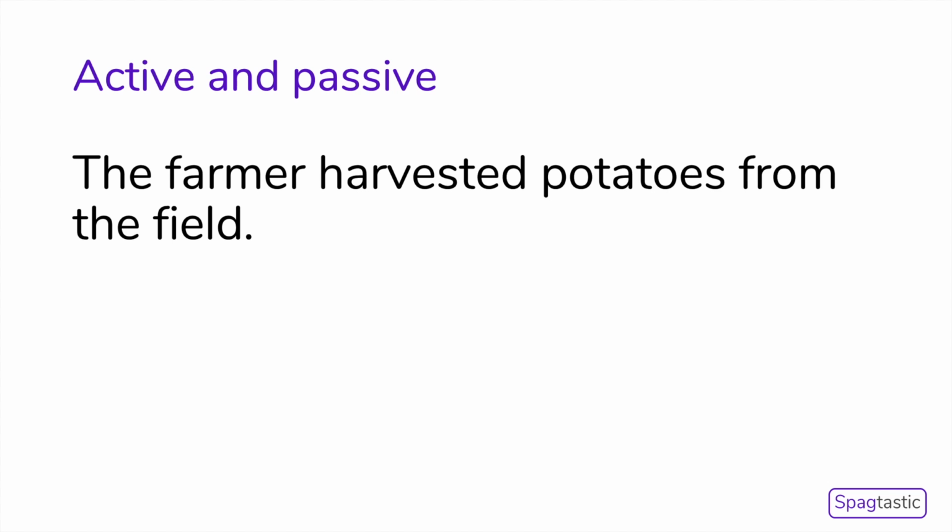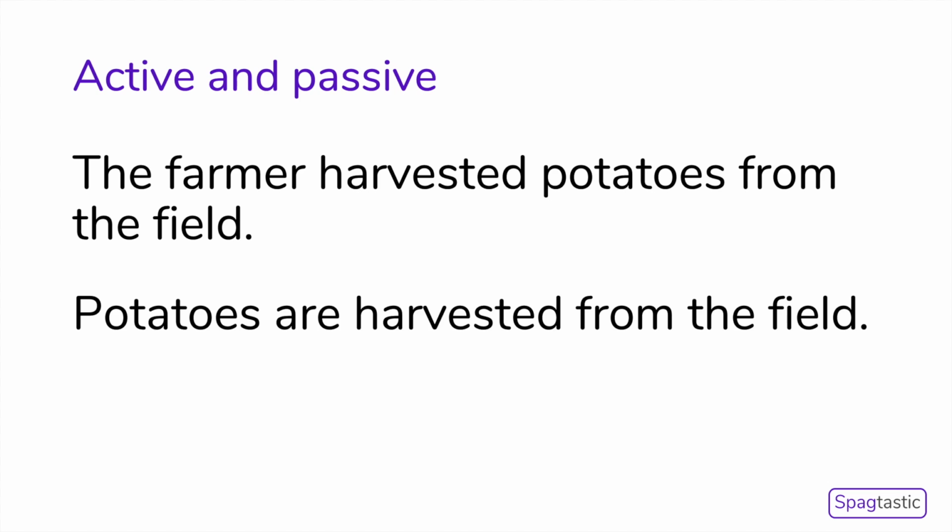Let's look at some more active and passive sentences. In the sentence, the farmer harvested potatoes from the field, this is an active sentence because the subject of the sentence is the farmer, and it is the farmer who is performing the action or verb. If the sentence is changed to potatoes are harvested from the field, we don't know who did the action. In this case, we aren't told who harvested the potatoes, so this is now a passive sentence.